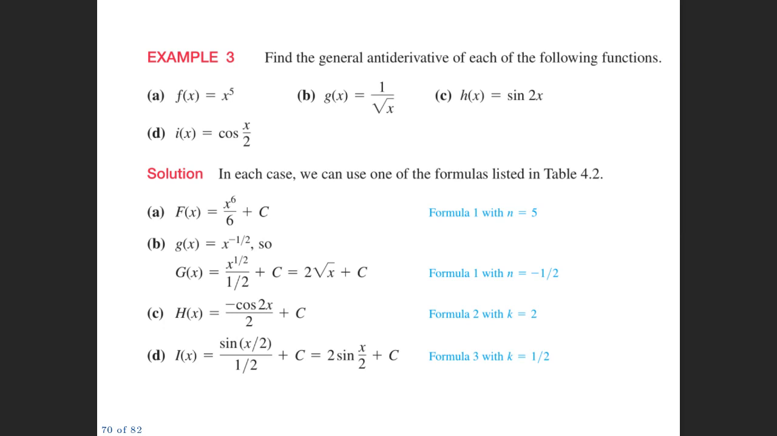Example 3 from your textbook: find the general antiderivative of each of the following functions. x to the power 5, 1 over root x, sine 2x, and cos x over 2. Let's look at A first of all. We increase the power from 5 to 6, and then we divide by 6: x to the power 6 over 6, and then we do plus c. When we're doing general antiderivatives, don't forget that you have to do plus c.